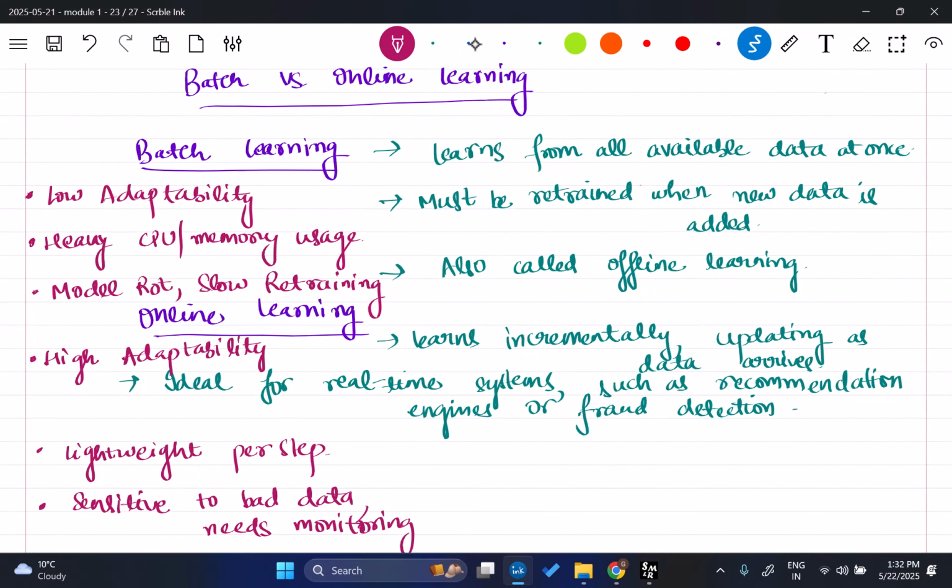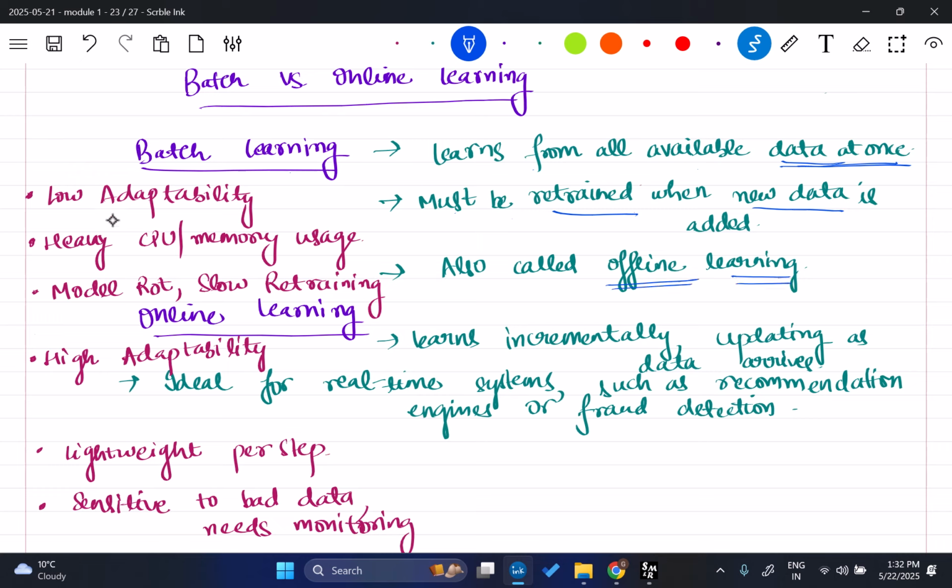Okay, let's use a blue color. Batch learning will learn from all available data at once. You train the ML model all at once. But what if you have new data? Then you need to retrain the model. The ML model must be retrained whenever new data is added. It is also called offline learning.